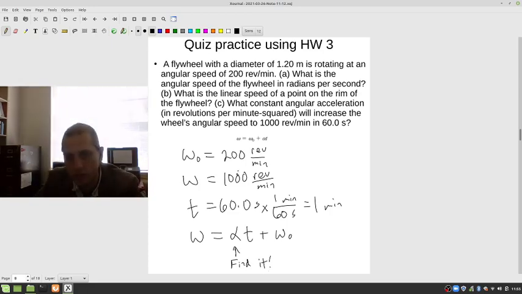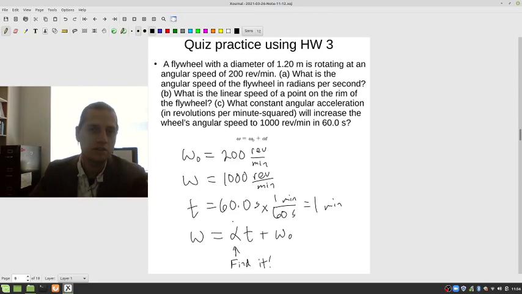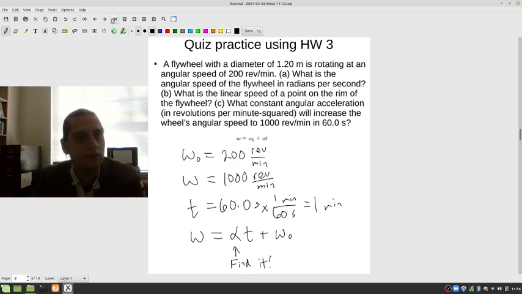Okay, so just notice the only challenge here is that you've got minutes, minutes, minutes. If you do that, just plugging those numbers in and doing your algebra, it's going to give you an alpha that's in revolutions per minute squared. But if we had stuck in 60, we would have gotten nonsense because we would be mixing units. So you got to be vigilant.